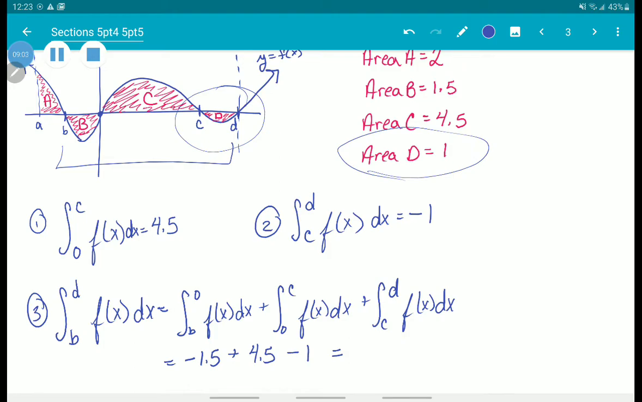So if I want that total area, it takes into account where it lives, whether it's above or below the x-axis. So I'm just going to add negative 1.5 plus 4.5 minus 1 gives me a value of 2. So that total area, taking into account where some is positive and some is negative, that value of that integral would be 2.